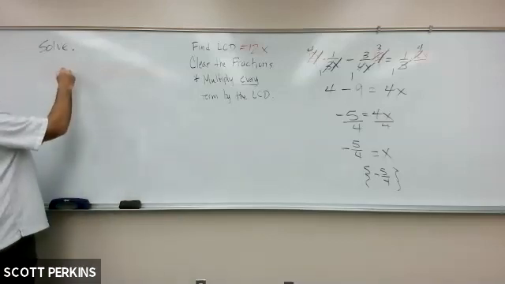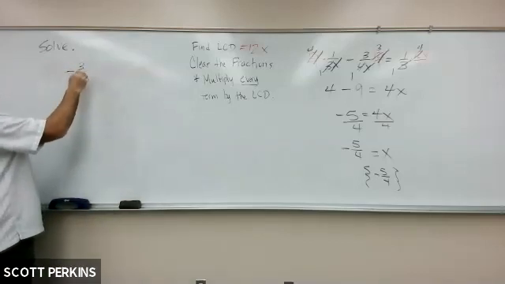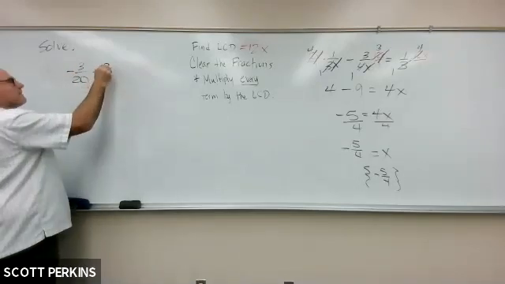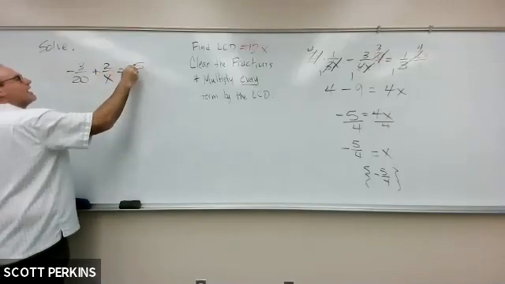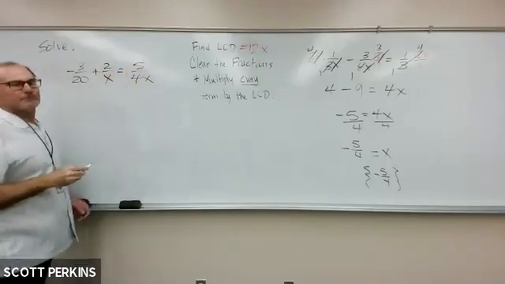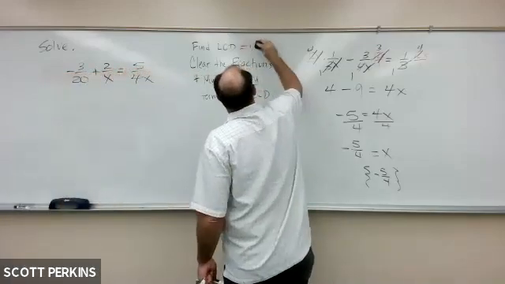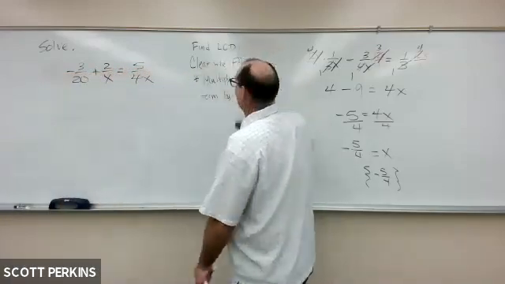We've got -3 over 20 plus 2 over x is equal to 5 over 4x. So first, identify the common denominator. And then when you've got that, you can go ahead and solve the equation.